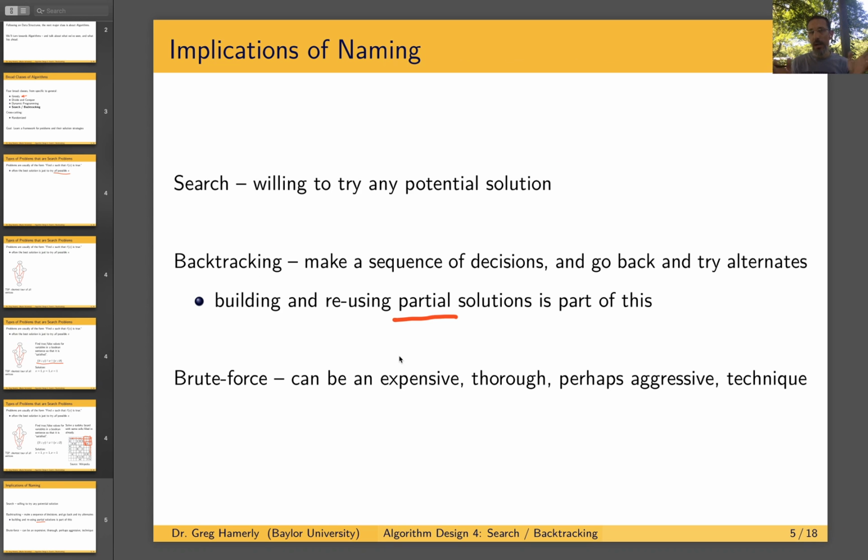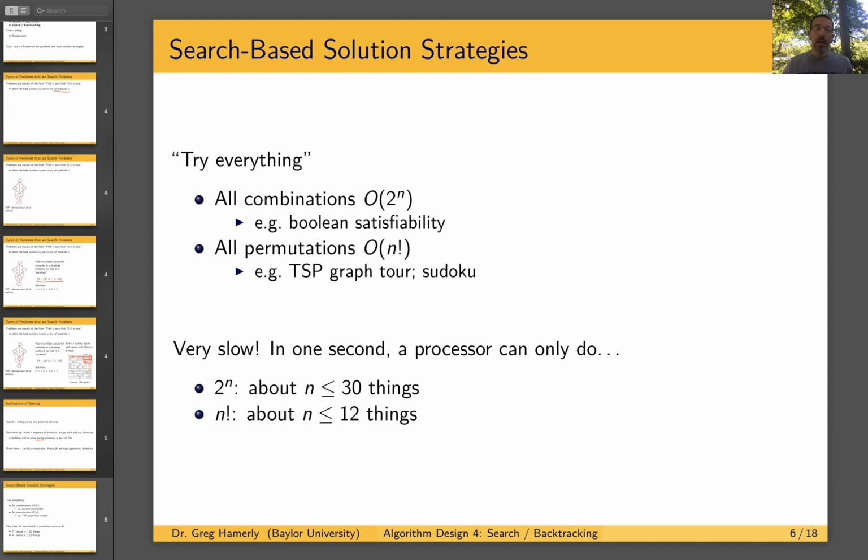And when we backtrack, we're only removing parts of those solutions rather than starting over from scratch, hopefully. And the name brute force you might hear thrown about just implies that we're just going to try everything. This is an expensive and thorough and perhaps aggressive technique of just trying everything. So I want to talk about two canonical types of solution strategies for search problems.